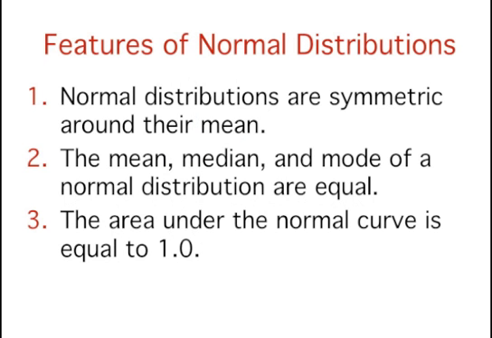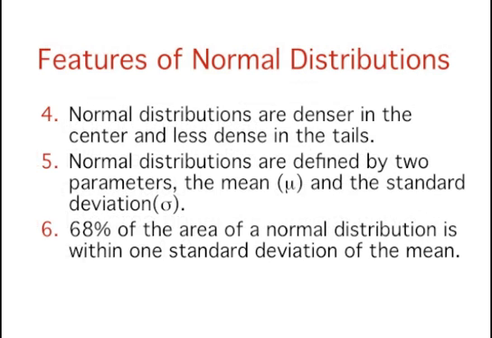Listed here are 3 of the 6 features of normal distributions that are going to be illustrated in the remaining sections of this chapter. Normal distributions are symmetric around their mean. The mean, median, and mode of a normal distribution are equal. The area under the normal curve is equal to 1.0. Normal distributions are denser in the center and less dense in the tails. Normal distributions are defined by 2 parameters, the mean and the standard deviation.